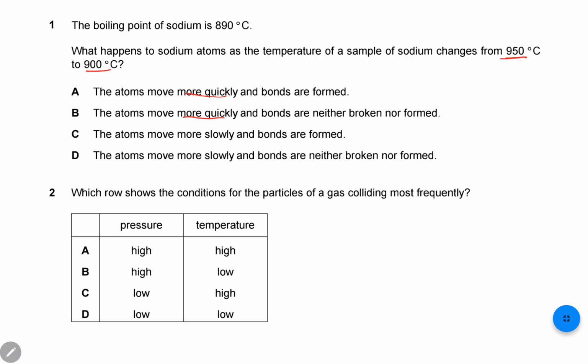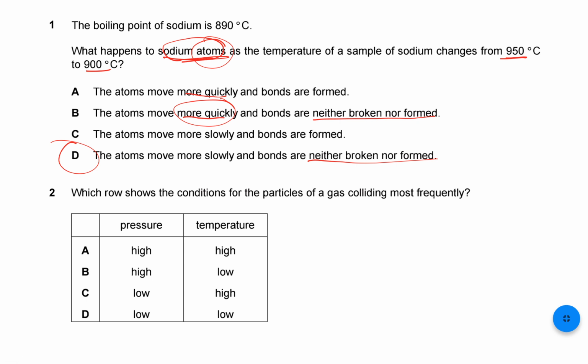Now, all this process here, what happens to sodium atoms? It's a sodium atom, for God's sake. An atom is what? Cannot be broken. Remember, it is the smallest particle of an element that cannot be broken further. Meaning, whether the temperature changes no matter what, that cannot be broken. So the issue of B neither here is fine. But what kills B is the issue of moving quickly because of the drop in temperature. Now, this D is the correct one because when there's a drop in temperature, the particles move slowly. And because we're talking about an atom, the key word here is atom. Neither the bonds are broken or formed.